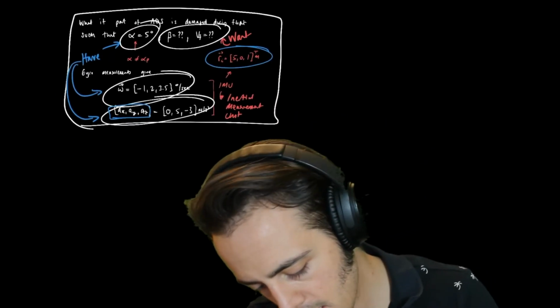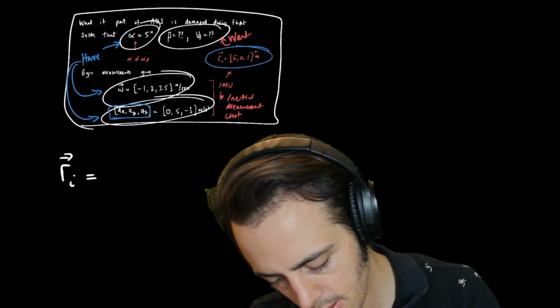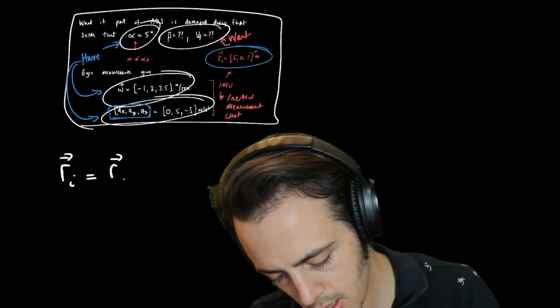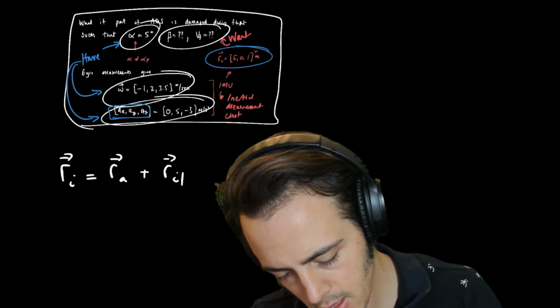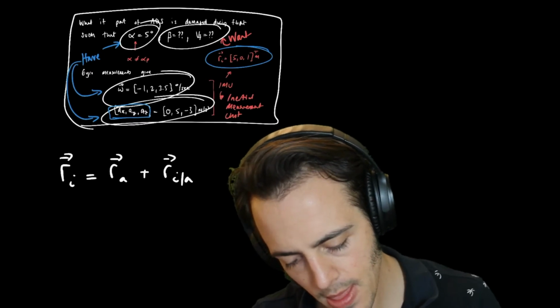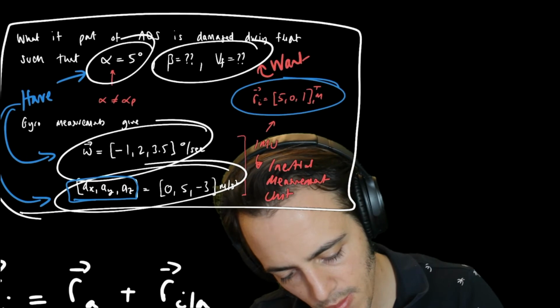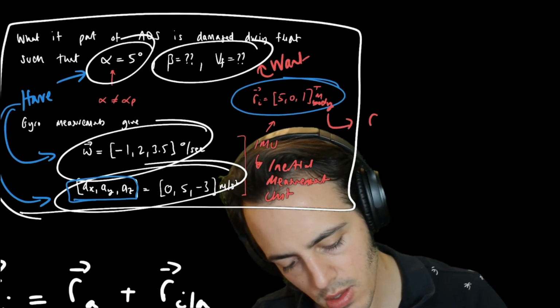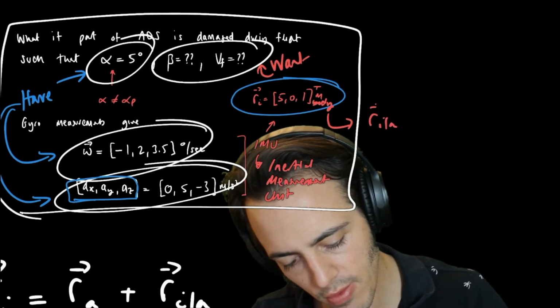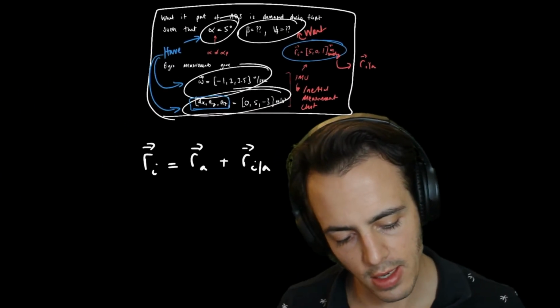So we'll say I is equal to R A plus R I slash A. And I'm being a bit naughty up here. I should have said this was in body axes, because this is therefore with reference to the aircraft up there. Okay, so let's just say the different parts that we have here.